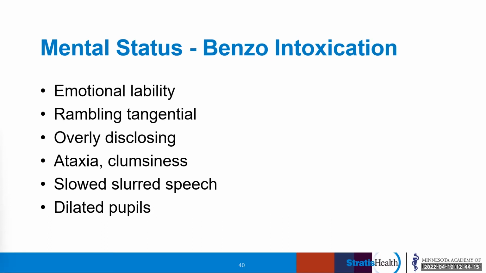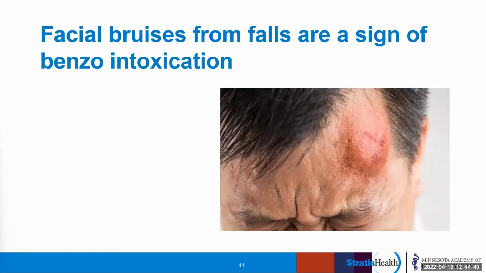Other things you'll notice when a person is under the influence of benzos at the moment: they're more labile emotionally. Again, the rambling and tangential. And unlike me, I can always find my original point. Eventually, I will come back to it. I remember what it was. I will get back to it. They really don't have any original points. Again, they tell you everything. They're clumsy. They have slowed speech, dilated pupils. And if they have weird bruising, that's from a benzo, because they have this ataxia.